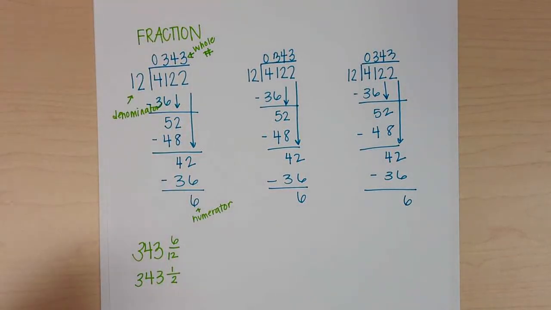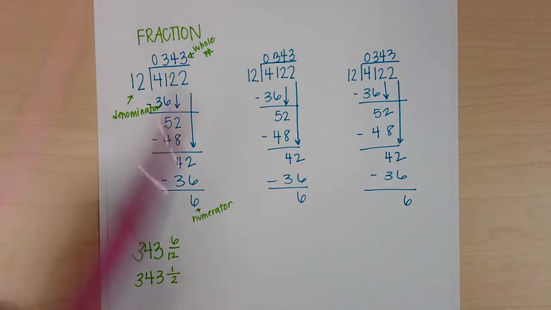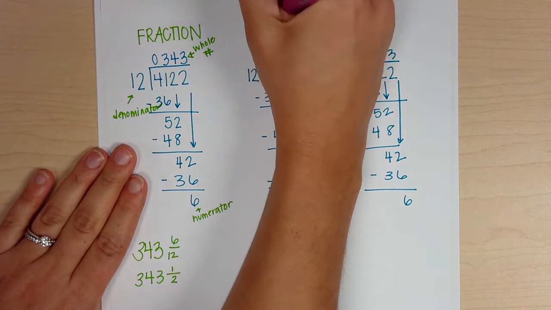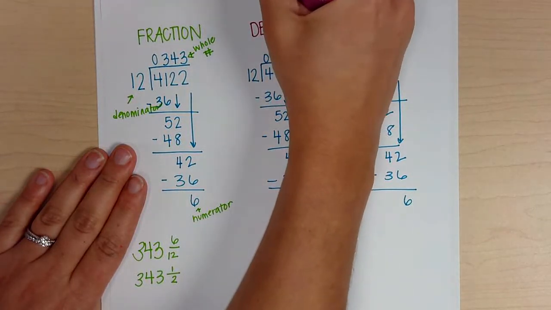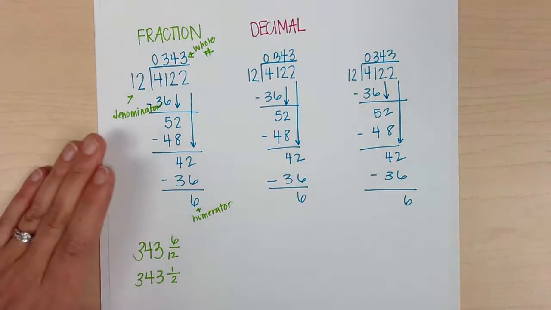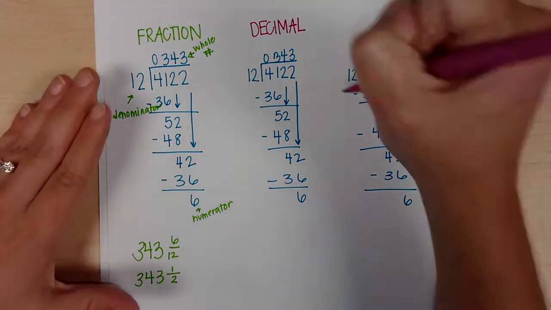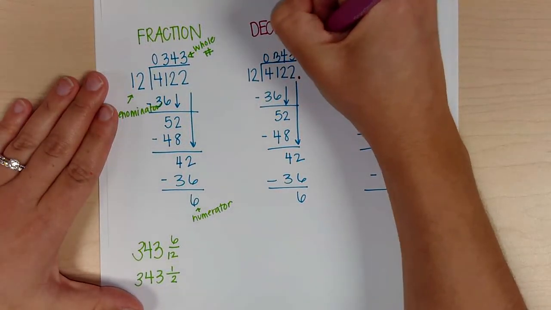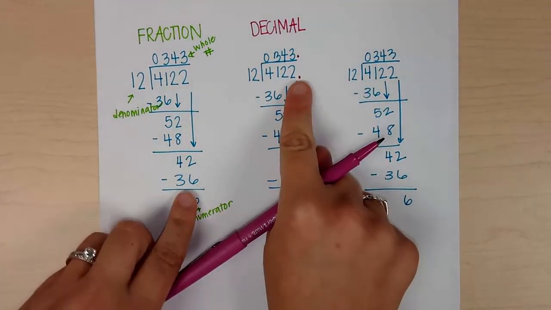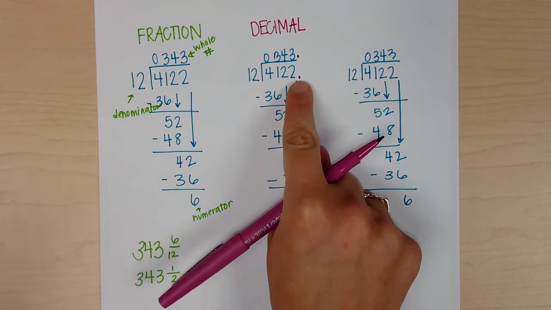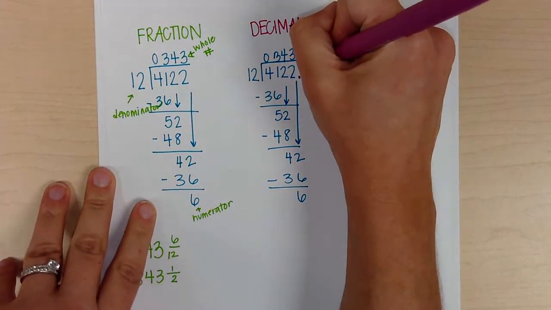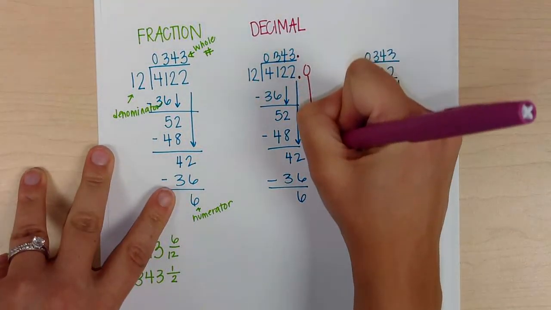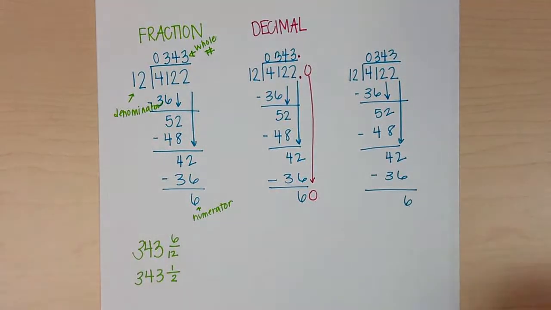We can take our remainder, use it with our answer and turn it into a fraction. Option 2 is to keep going and make it a decimal. Here we would drop our decimal down because that's all we have. But we know that after every whole number, there's a decimal and zeros. So I could add on a 0 and drop it down. That gets me 60. So now I would just keep dividing.